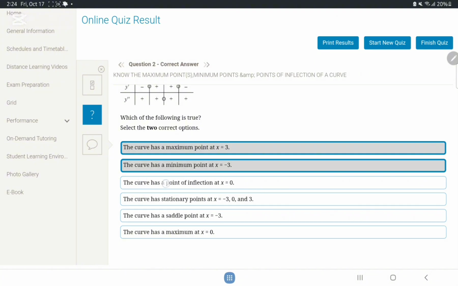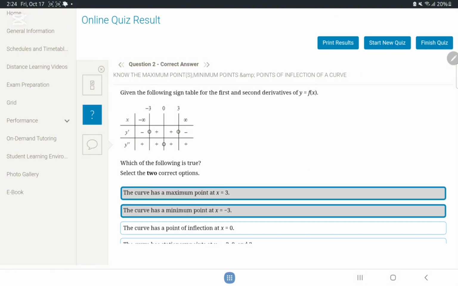The curve has a point of inflection at x is equal to 0. The reason we didn't choose this is because, first of all, a point of inflection is the point on the curve where the sign changes. Okay? So when it changes from increasing to decreasing or vice versa, it's associated with y double prime. Here it's always increasing, it's always positive. This doesn't make sense. An inflection point, it needs to change. Okay, it can't just stay increasing. No, it needs to change. So it's not considered an inflection point.